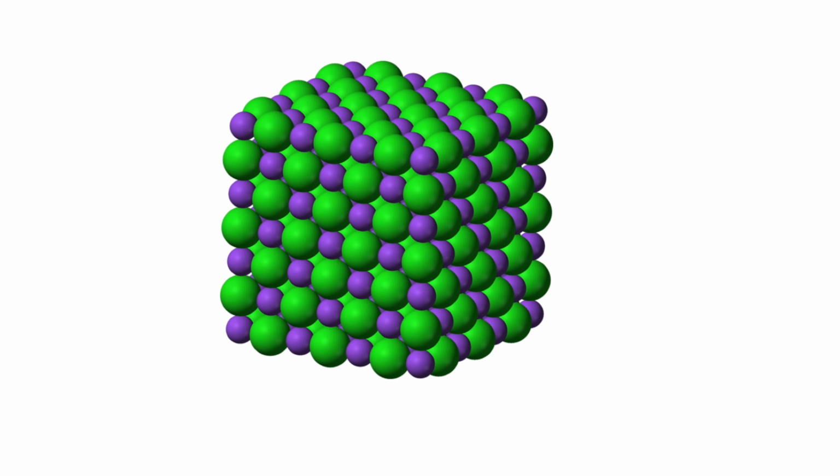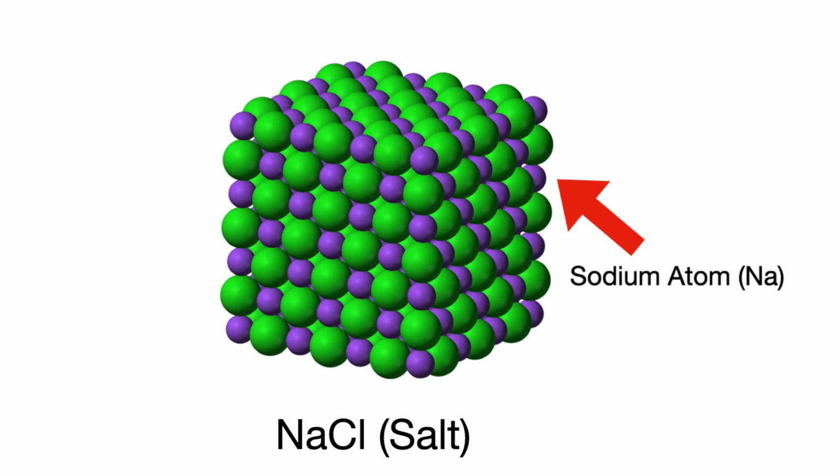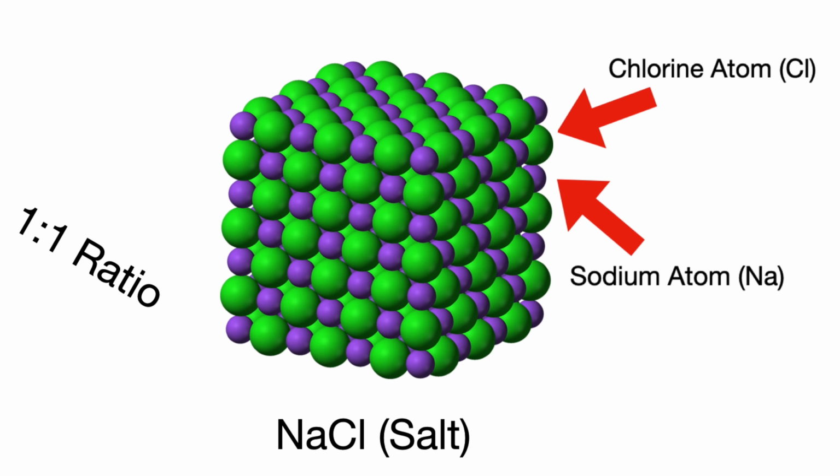One well-known non-metallic lattice compound is NaCl, salt. For every 1 sodium atom in the lattice, there is 1 chlorine atom. This ratio repeats itself to however much salt you have.